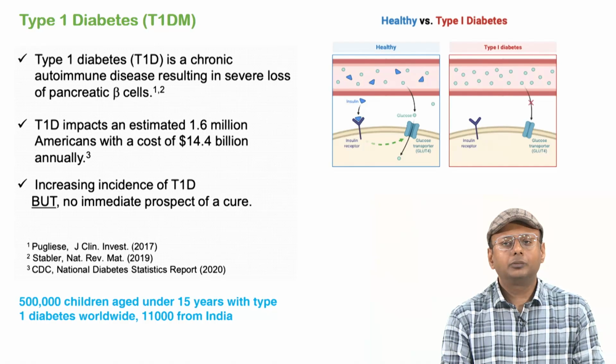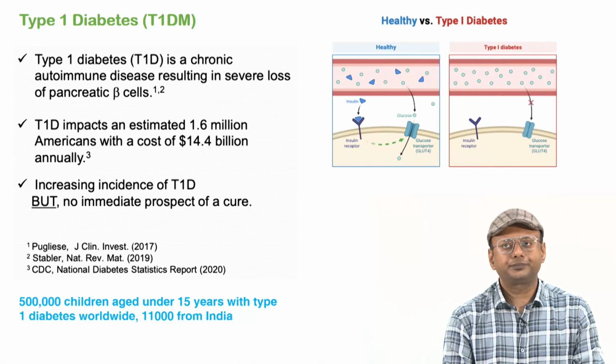And as you can see, almost 5 lakh children who are less than 15 years of age are suffering from type 1 diabetes worldwide. About 11,000 are from India.